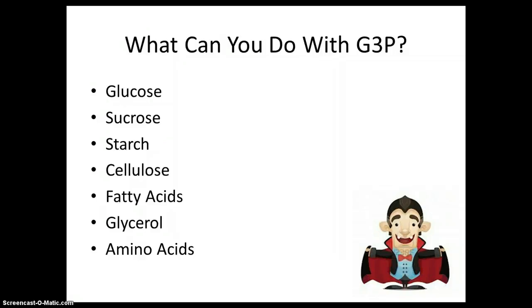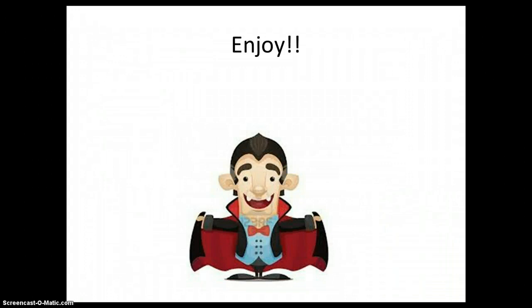Here are some of his favorite things he likes to bake with the leftover G3P. He can convert G3P into glucose. He also combines G3P with fructose to make sucrose. He uses G3P to make starch, cellulose, fatty acids, glycerols, and amino acids. Enjoy!